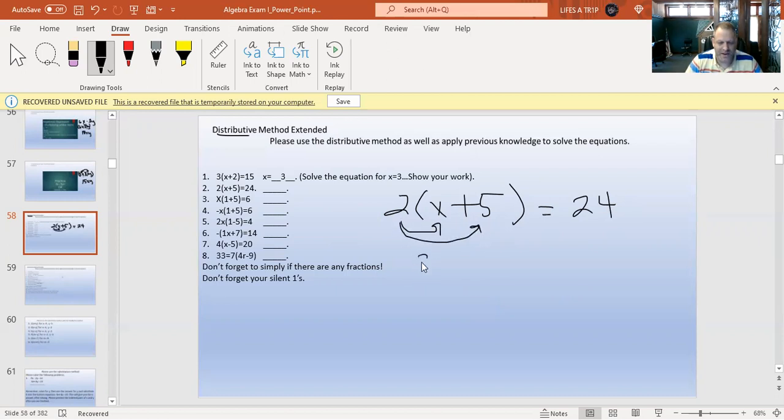So 2 times x is 2x. 2 times 5 is 10. Positive 10 equals 24. And now along the way, I didn't ask on number 1, but I'll ask on number 2 here. Can you do anything with this inside the parentheses? Can you add these together? The answer is no, because they are unlike terms. You cannot add them together.